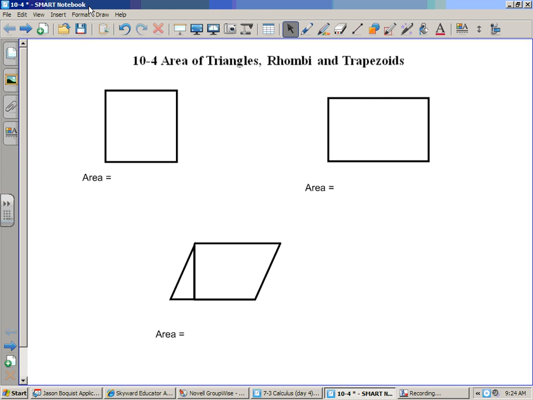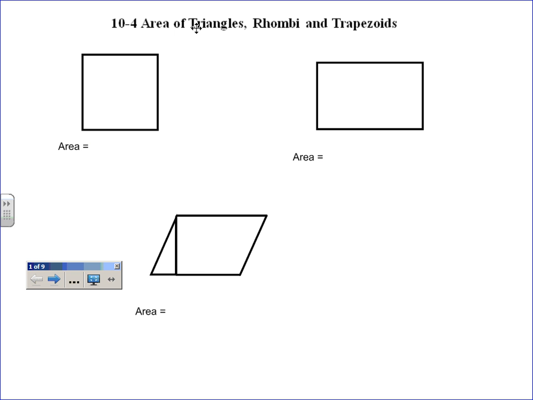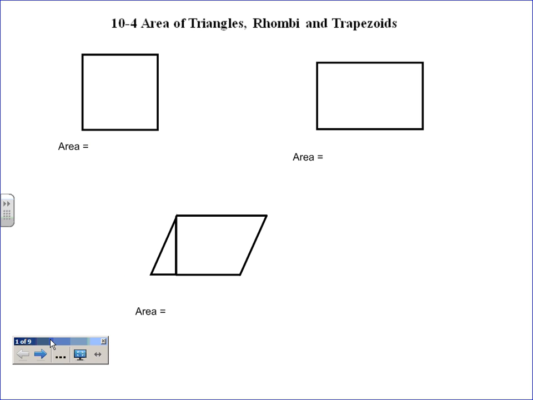All right, today we're going to explore some of these formulas. As it says, there are triangles, rhombi, and trapezoids. Probably be on the side that has the pictures on it, up at the top, all six pictures.